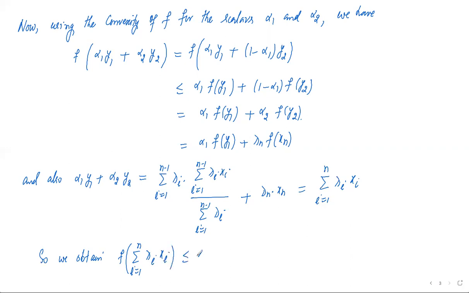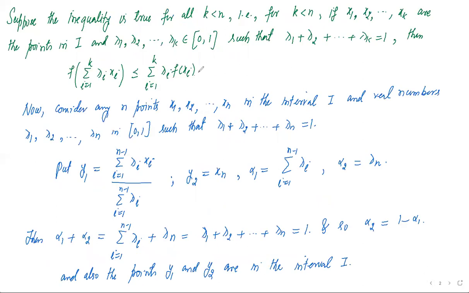This is less than or equal to alpha 1 f of y1 plus lambda n f of xn. So therefore, actually our proof is complete, if we are able to prove that this alpha 1 f of y1 is the remaining part of our inequality. So now in fact we can write this inequality as lambda 1 f of x1 plus so on plus lambda n minus 1 f of xn minus 1, and the last term is lambda n f of xn.